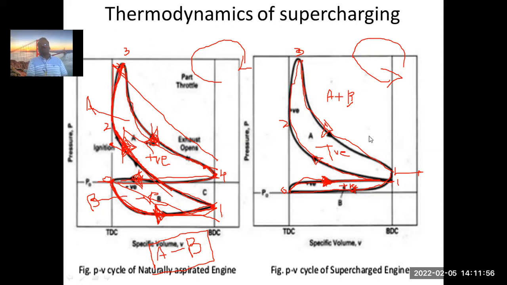That means power output of a supercharged engine is greater than a naturally aspirated engine. We have thermodynamically proved that with the help of supercharging, we are able to increase the power output of an engine. कोणाला काय डाऊट आहे का? Anybody having any doubt? Yes? No, no doubt?